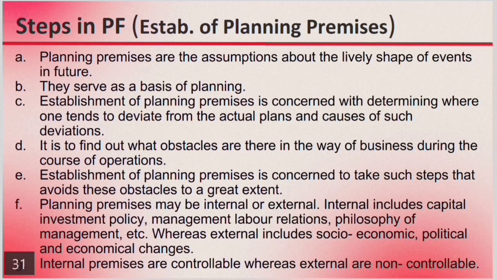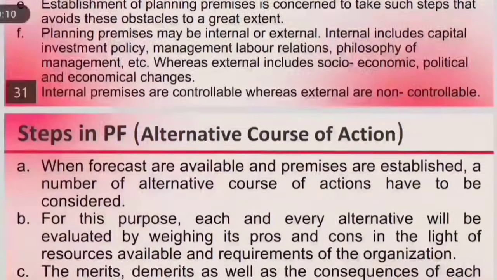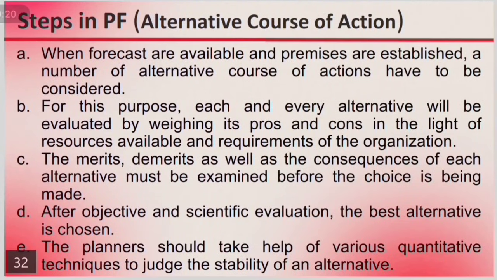Number G. Internal premises are controllable, whereas external are non-controllable. Steps in planning function. Number 3. Alternative course of action. A. When forecasts are available and premises are established, a number of alternative courses of action have to be considered.